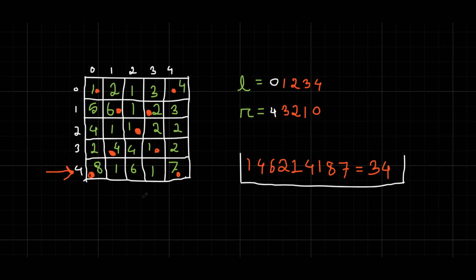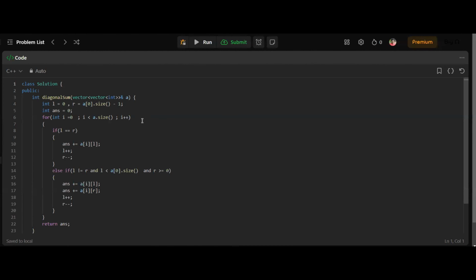I hope you understood the algorithm. Now let's move on to the code. In this code, at first we are given a function diagonalSum. The parameter of this function is the 2D matrix given, and at first we have to declare our left and right pointer values. Now our current answer is 0. Now we have to use a for loop which iterates over each row. For each row, we have to check whether our current left and right pointer values are equal or not.